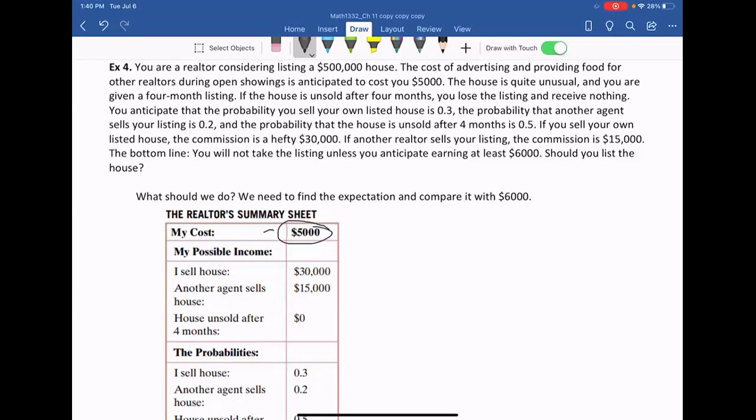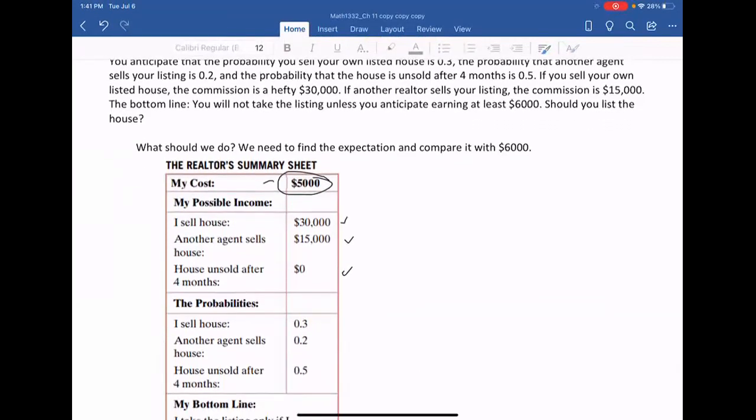What's the possible income? If I'm that realtor, if I sell the house by myself, I can get $30,000. If another agent sells the house, I still can make $15,000. After 4 months, I get nothing if I didn't sell the house. The probability here, if I sell the house, is 0.3. Another agent sells the house is 0.2. The house unsold after 4 months is 0.5.